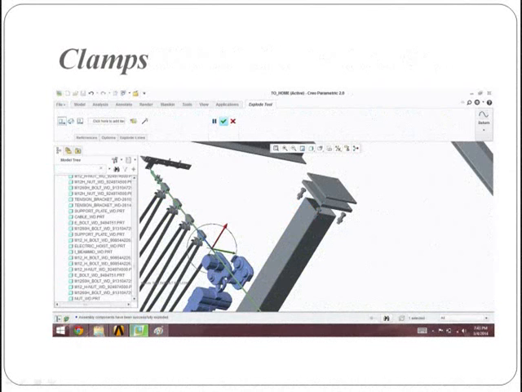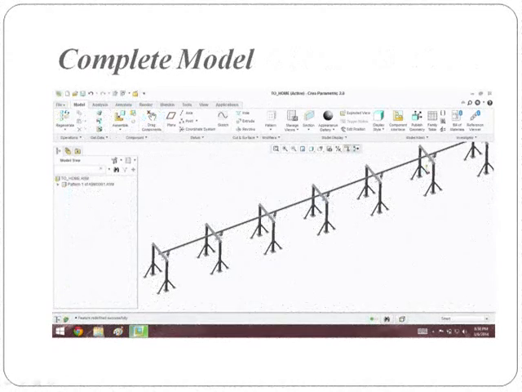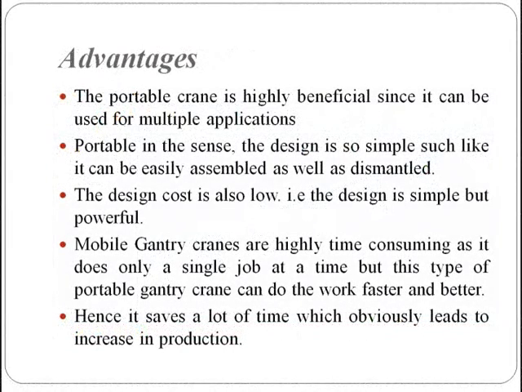Since I-section has these many advantages which we can't find in any other beam cross-section, we do prefer I-section beams all over the load-bearing region as it can resist load to a better extent than other beam cross-sections. Advantages: the portable crane is highly beneficial since it can be used for multiple applications. Portable in the sense, the design is so simple that it can be easily assembled as well as dismantled. The design cost is also low, i.e. the design is simple but powerful.